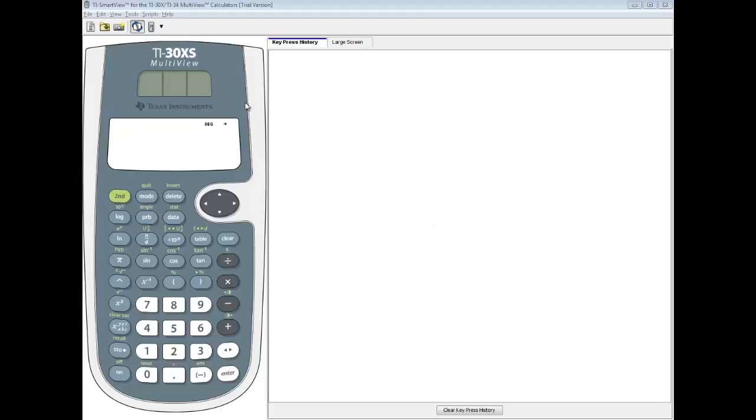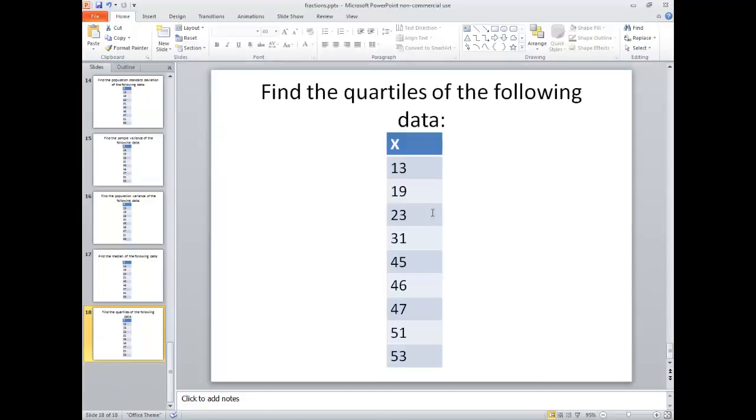Let's take a look at finding the quartiles of a set of data on a TI-30XS calculator. Specifically, we're going to find the quartiles of the following data. So let's go ahead and put it in.